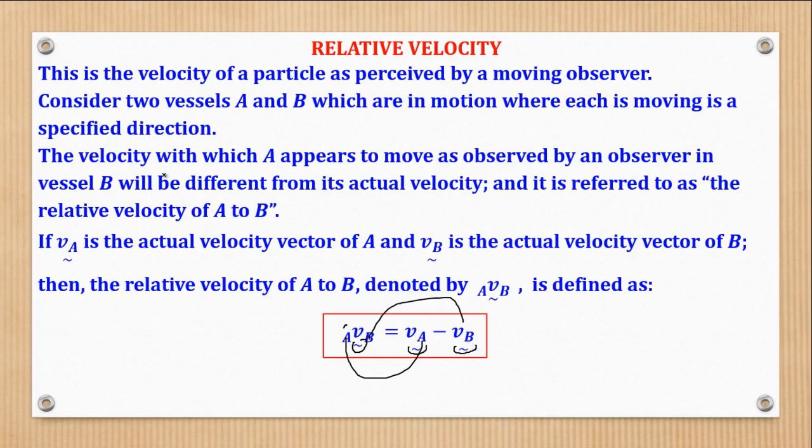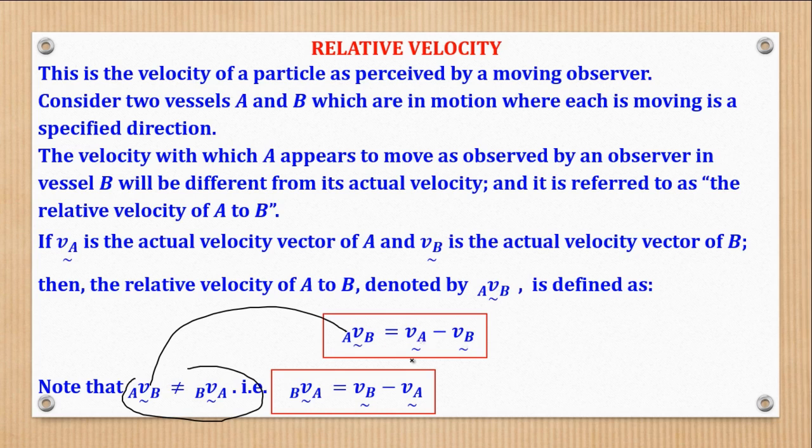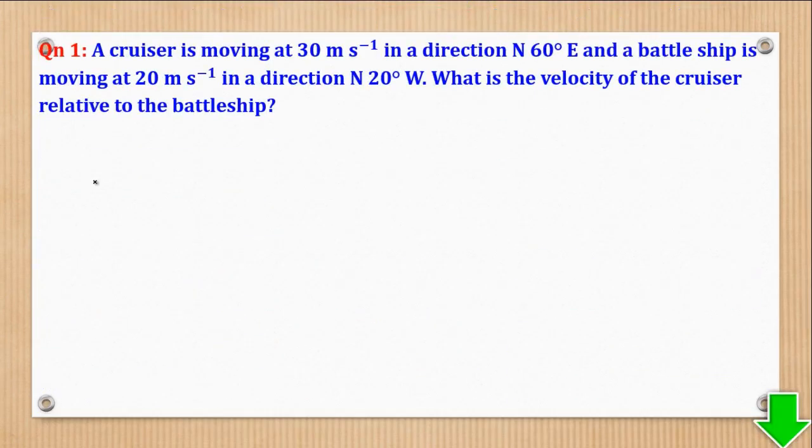So these are vectors. They are not only magnitudes. So for you to use this formula, you must make sure that VA is a vector and VB is a vector. And these two are not the same. VAB is VA minus VB, while VBA is VB minus VA. So they are not the same. And with that, we shall go through this question.